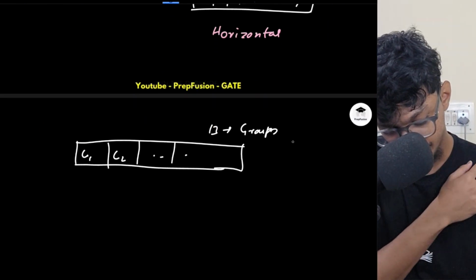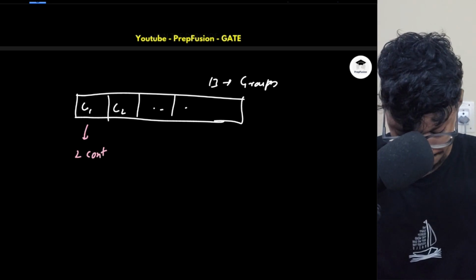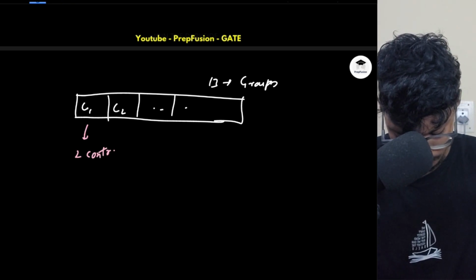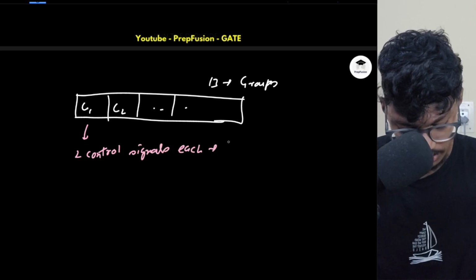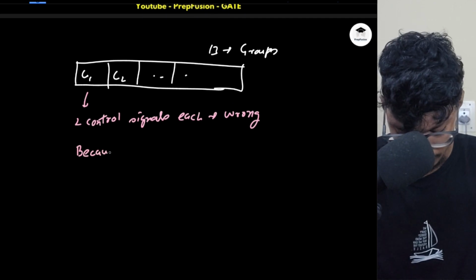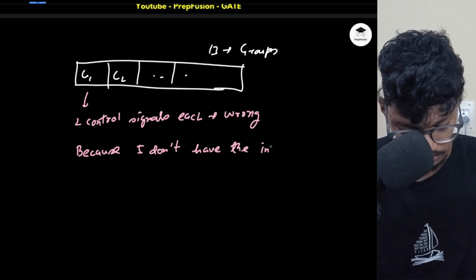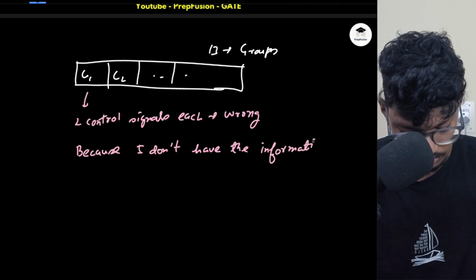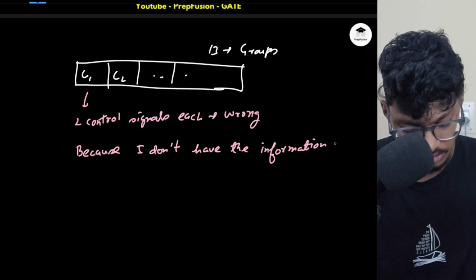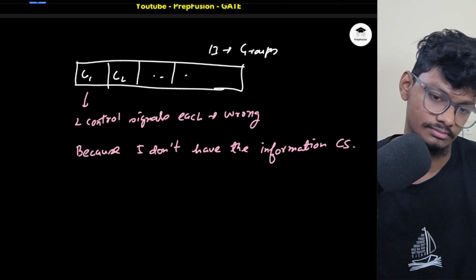So this approach of two control signals each is wrong, because I don't have the information about the grouping of the control signals, right? I don't have that information.